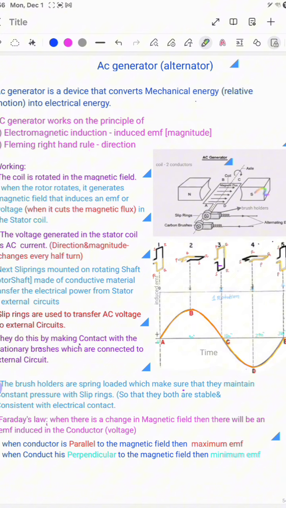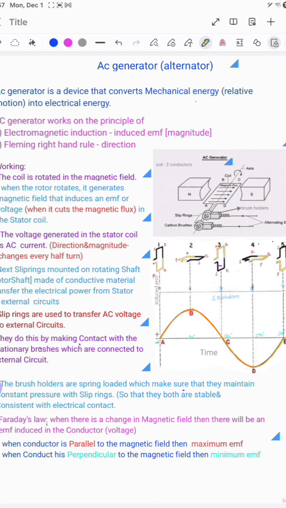Now, taking a bar magnet with north pole and south pole, you are placing a coil. A coil has two conductors, one is AB and another one is CD. And one more thing to remember, the coil's rotating part is known as the rotor. The rotor is surrounded by a stator, winding made up of so many conductive wires. That is known as the stator.